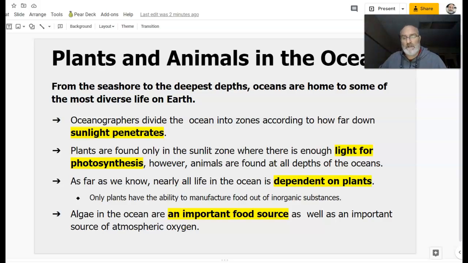And then last but not least, just like you and I are dependent upon plants on land to put oxygen back into the atmosphere for us, organisms in the ocean are depending on plants to do those same things. So plants actually play a really important role in the oceans, and they play similar roles to the roles that they would play here on Earth.